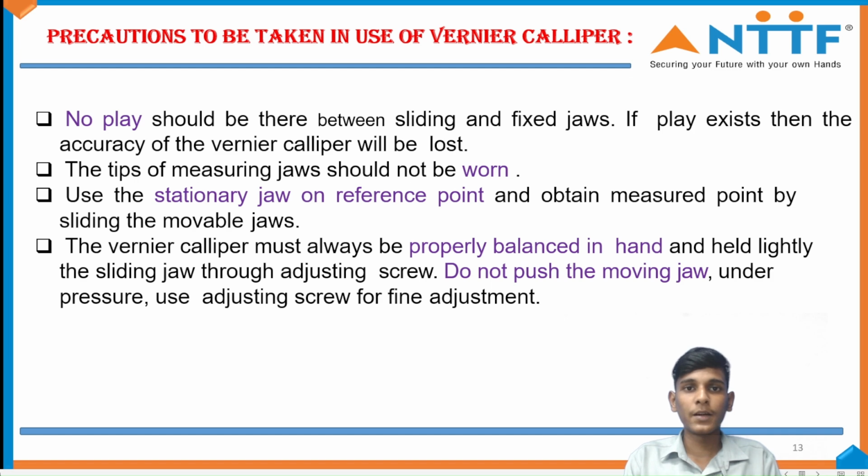Precautions to be taken in use of vernier caliper. No play should be there between the sliding and fixed jaw. If play exists, then the accuracy of the vernier caliper will be lost. The tip of the measuring jaw should not be worn. Use the fixed jaw as the reference point and obtain the measured point by sliding the movable jaw. The vernier caliper must be properly balanced in the hand and the slide jaw held lightly through the adjusting screw. Do not push the moving jaw under pressure. Use the adjusting screw for fine adjustment.